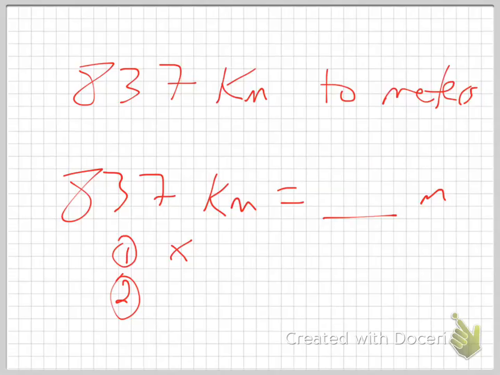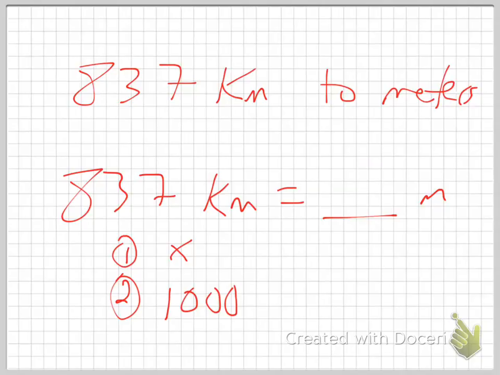What is the number 2? What's the relationship between kilometers and meters? How many meters are there in a kilometer? 1,000. So 837 times 1,000. What do I do at this point? I'm going to take 837 and multiply it by 1,000.